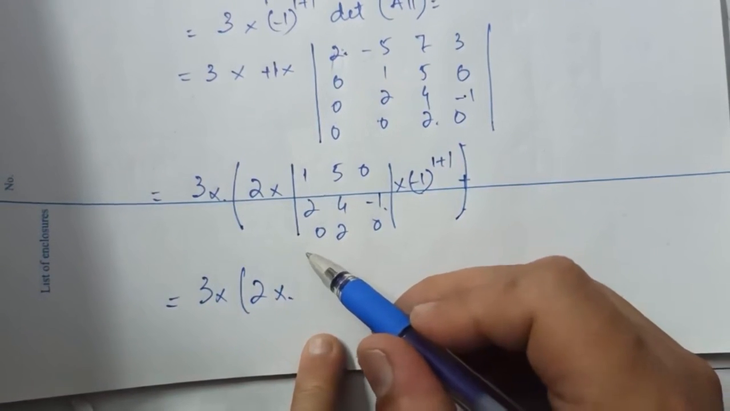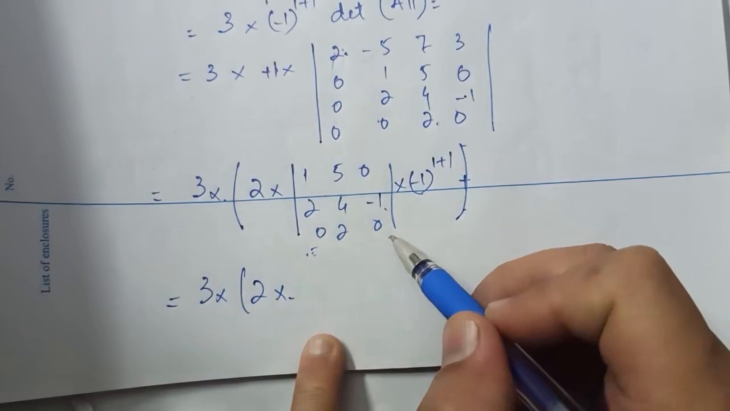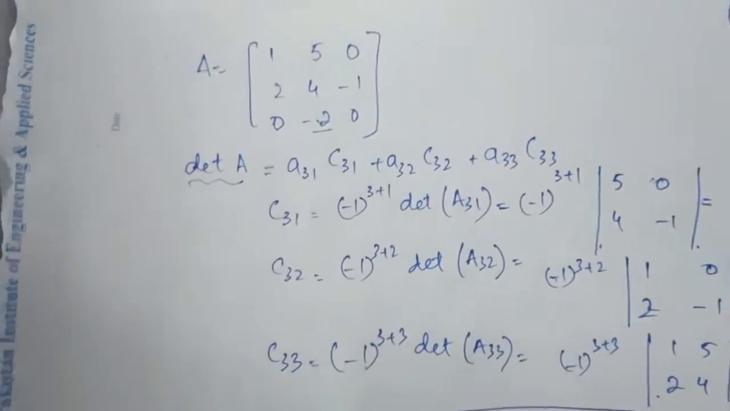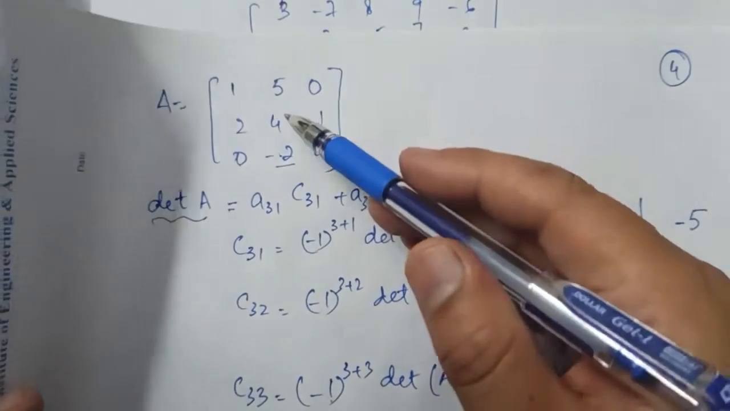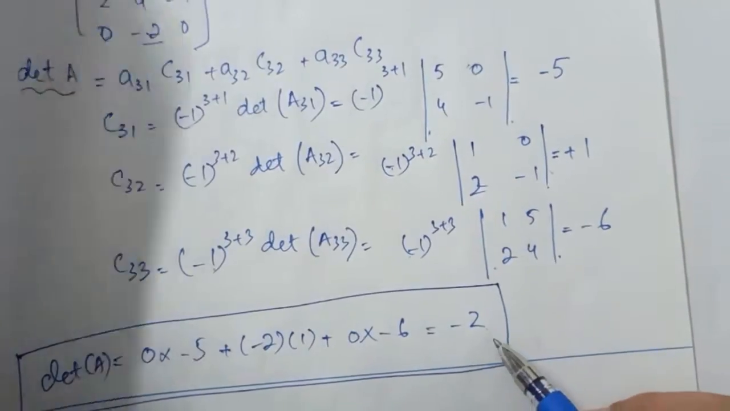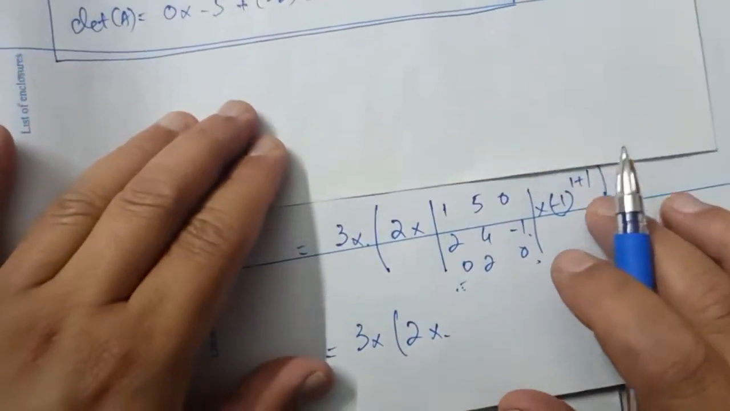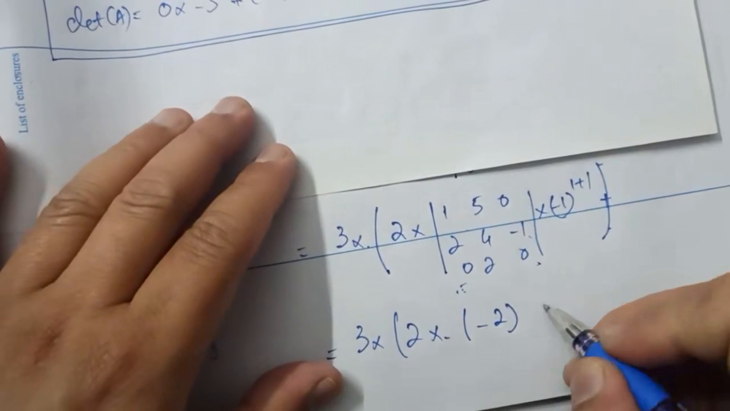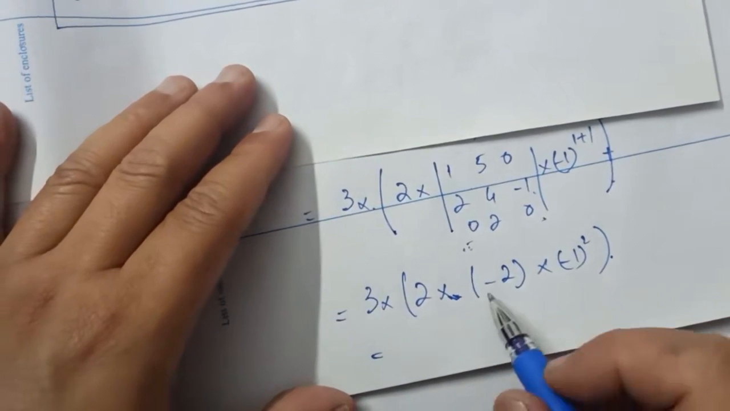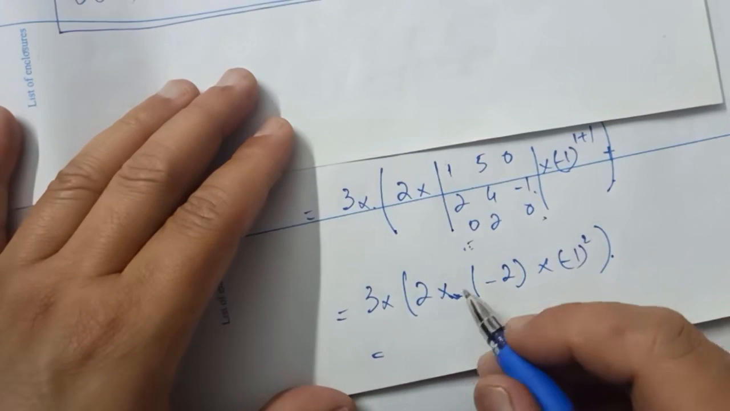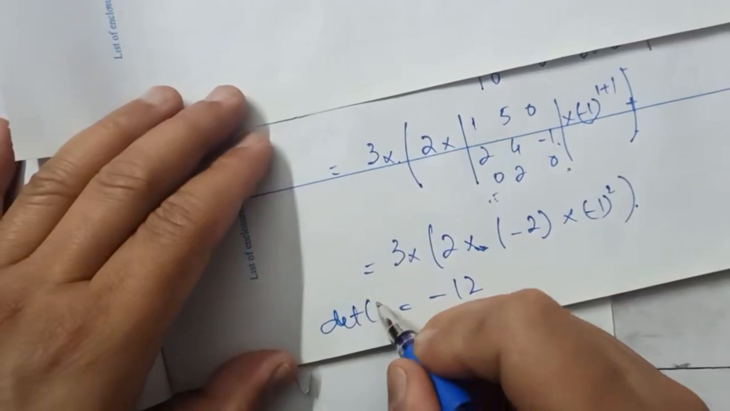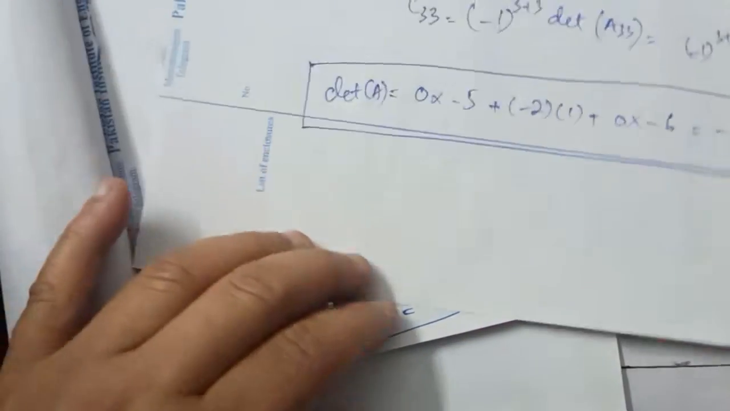Now again 3 into 2 times, and here it is best to have the cofactor expansion from the third row, which we have just calculated in our last slide. It is exactly the same matrix, 1 5 0, 2 4 minus 1, 0 minus 2 0, for which the determinant is minus 2. So I'm just going to use that, and it becomes 2 into minus 2, times minus 1 squared, so it comes out to be 2 into 2 minus 4, and minus 4 into 3 is minus 12. The determinant of A is minus 12.